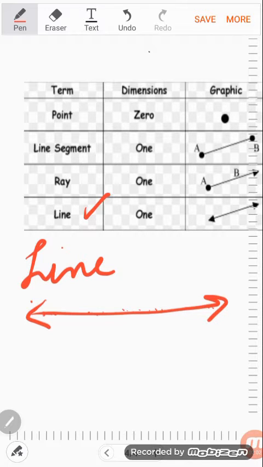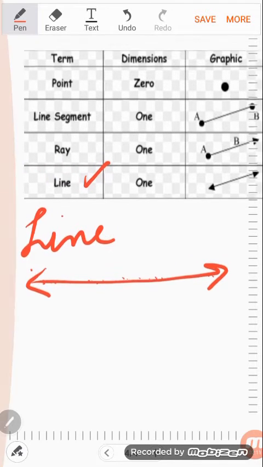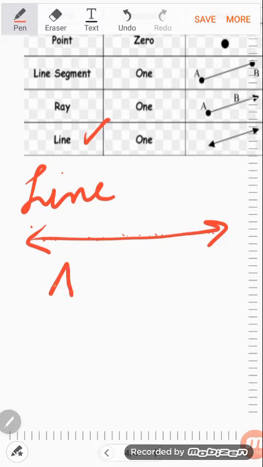But it could be represented graphically as AB and an arrow standing above. So that would be AB and a little arrow standing above, representing that this is a line and that it is open or infinite on both sides.